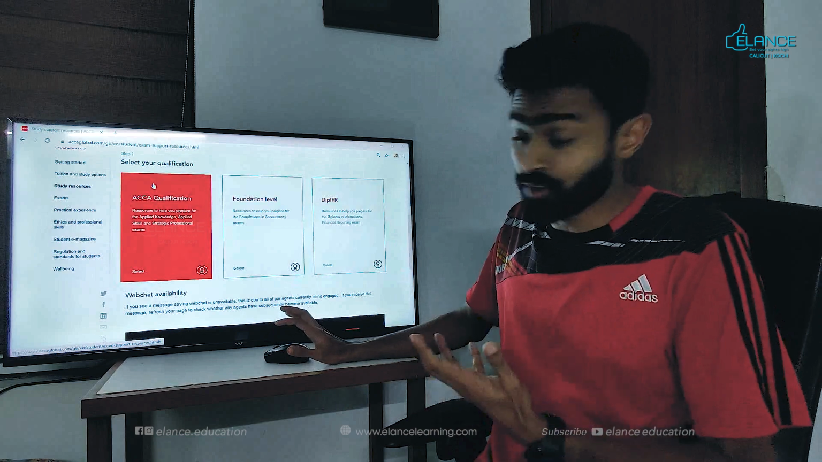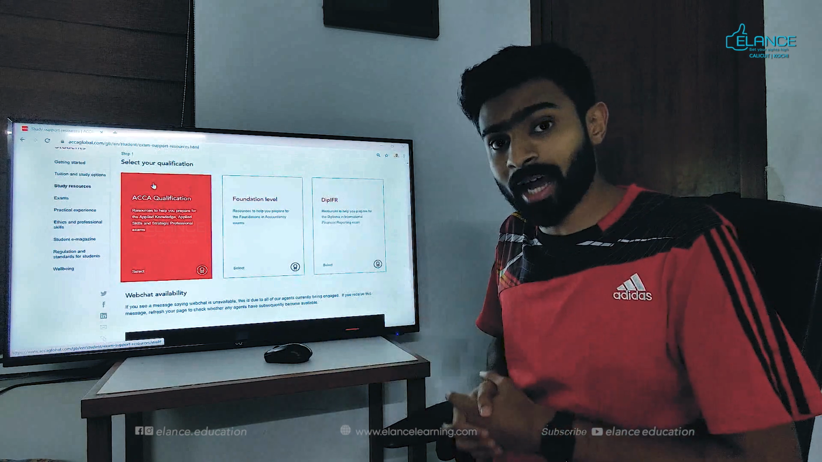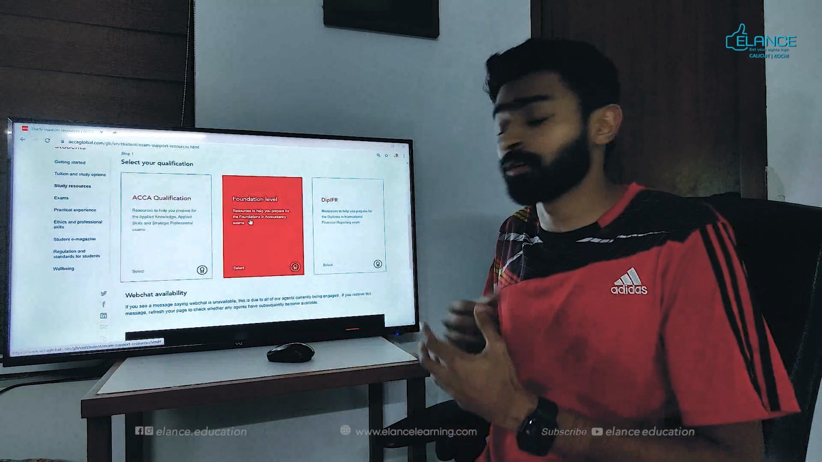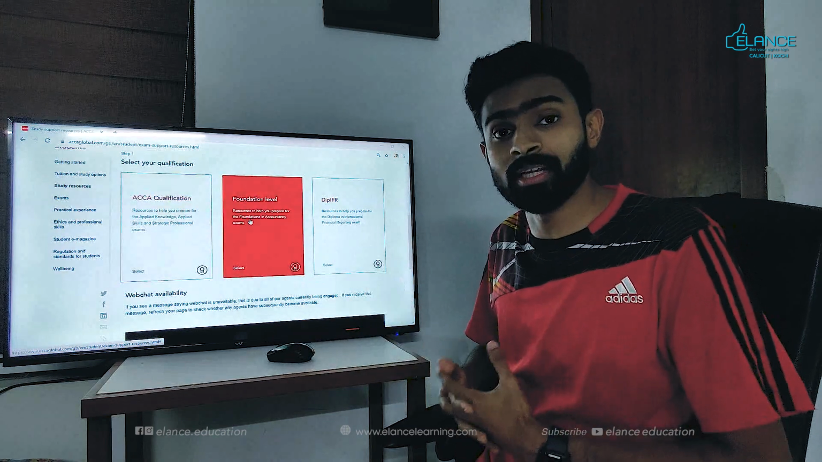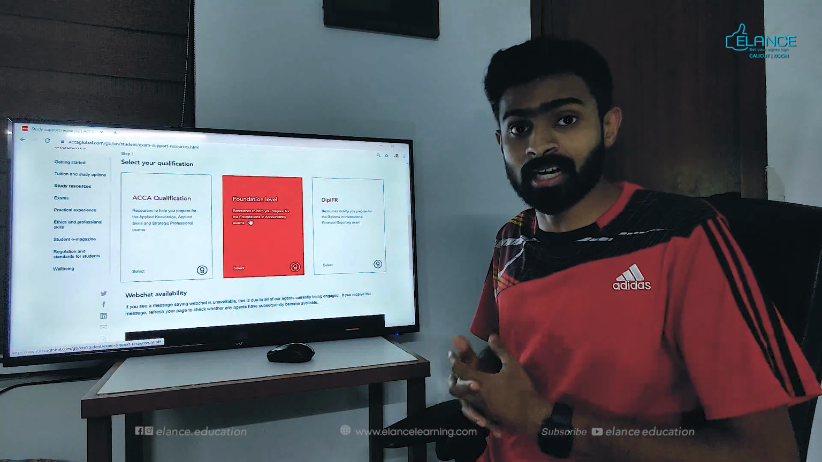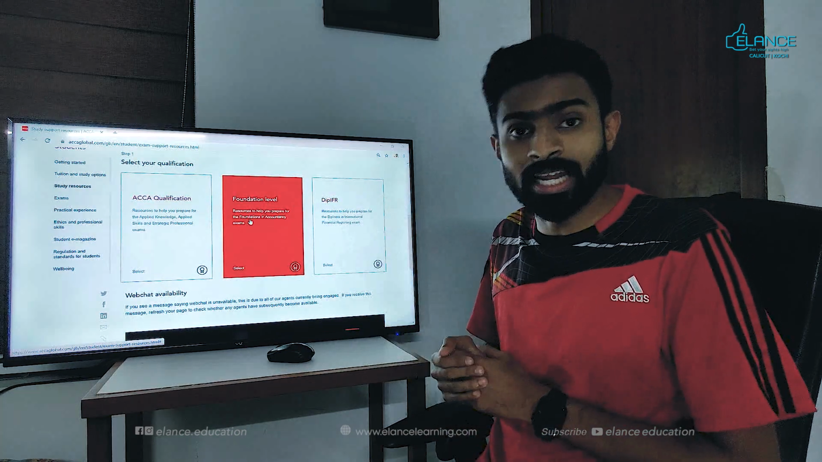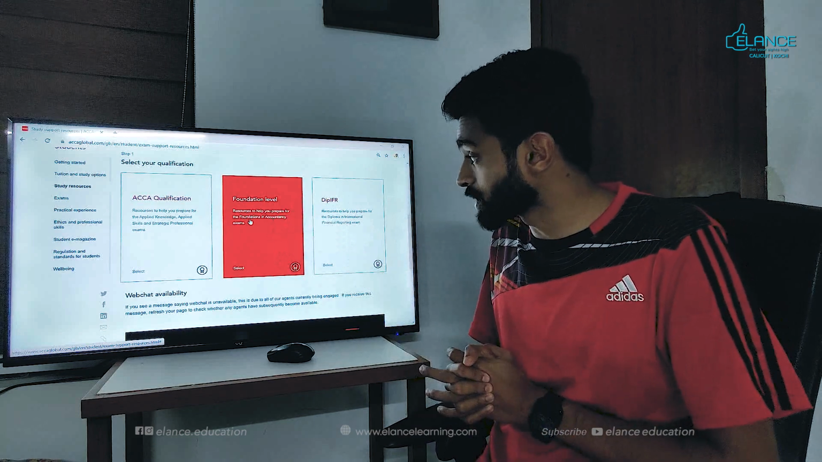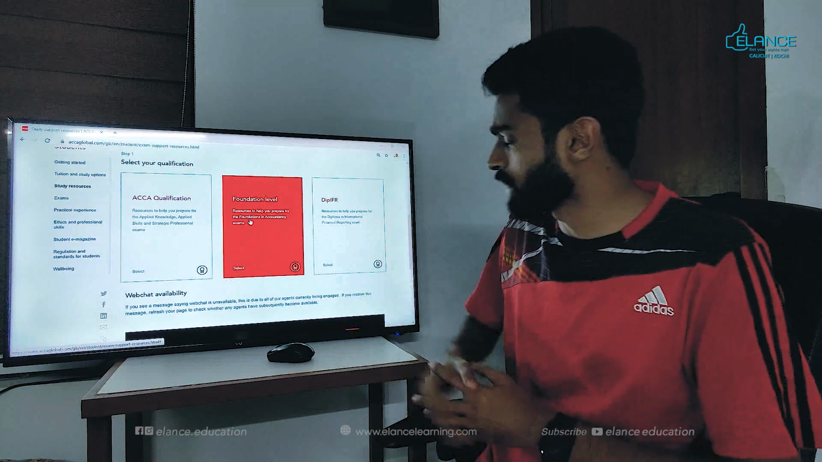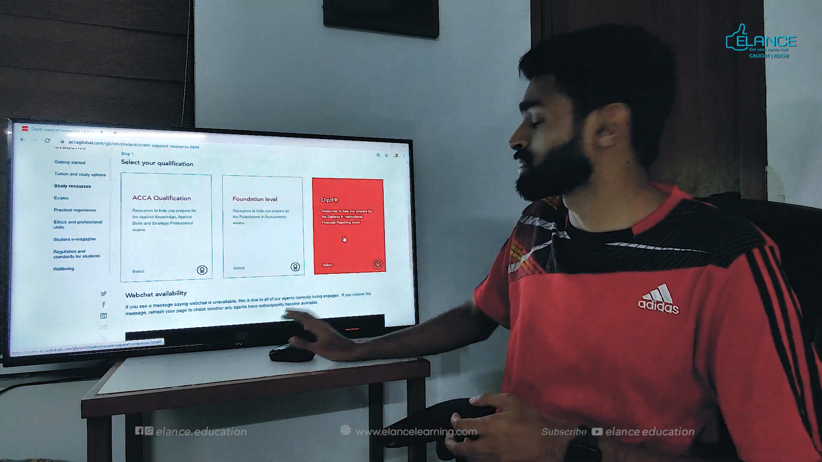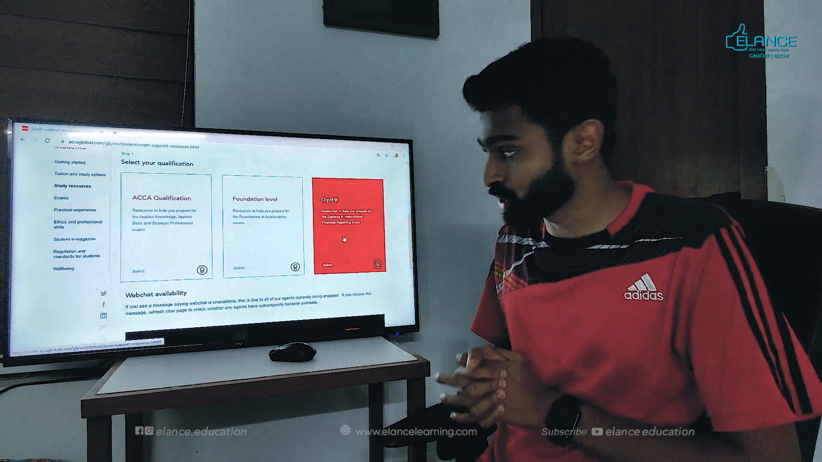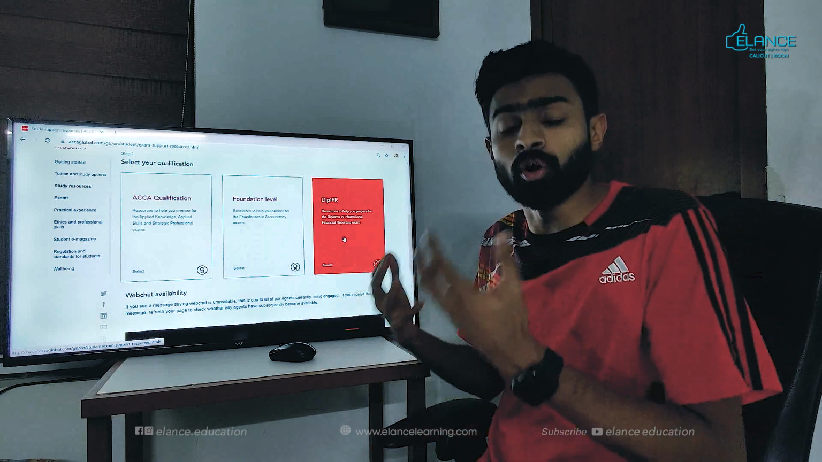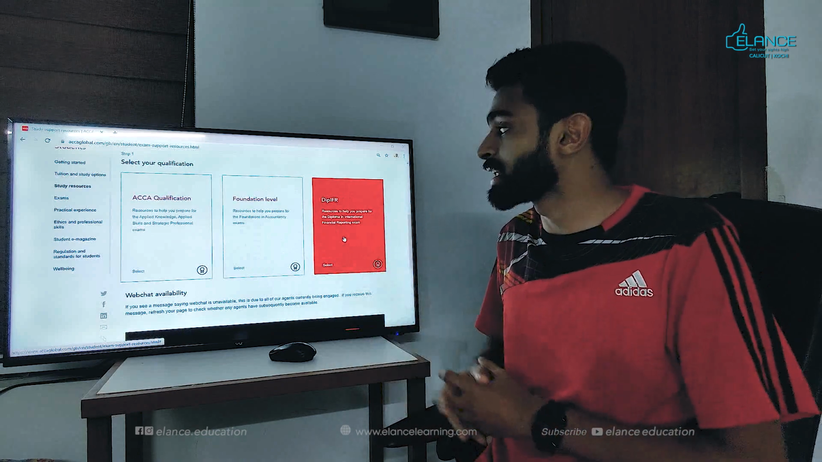There are mainly three qualifications provided by ACCA. Number one, the ACCA qualification itself. Second, if a student doesn't have any university level entry certification and is wishing to start with ACCA, he or she can start with the foundation course, which is FIA, Foundation in Accountancy. And the third is the Diploma in International Financial Reporting Standards. So you need to select the relevant qualification for which you are searching for study resources.